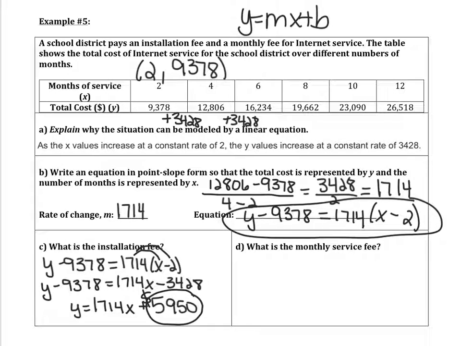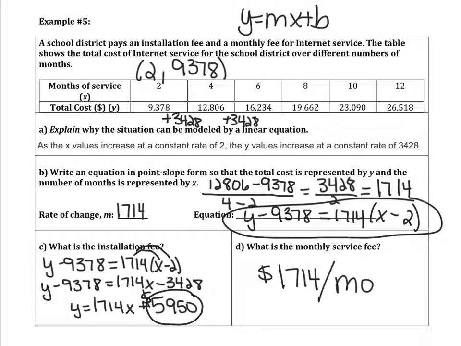And part D asks, what is the monthly service fee? So that would be the amount that you're paying every month, which would make me think of slope. We already found the slope as 1,714. So our final answer for part D is $1,714 per month. So again, that'd be your monthly service fee. And that's it for this section.